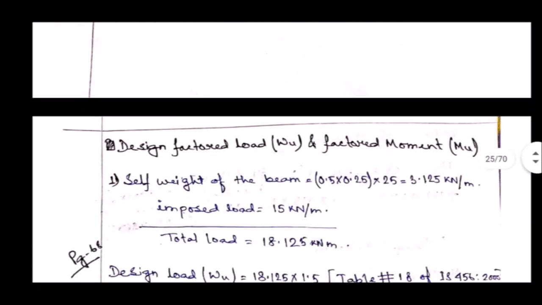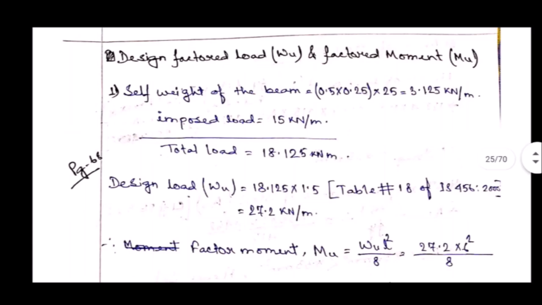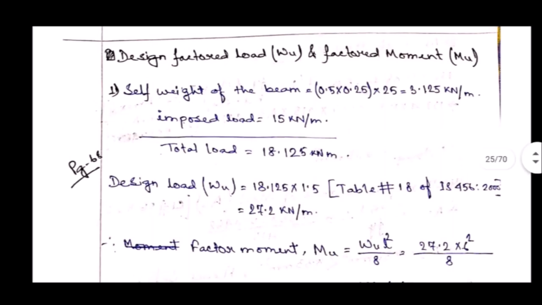Now the next step is to design the factored load, W, and the factored moment, Mu. First of all, we have to calculate the self weight of the beam. The cross section of the beam multiplied by the unit weight of RCC is equal to the self weight. So the cross section is 0.5 meter into 0.25 meter, multiplied by 25, the unit weight of RCC, which is equal to 3.125 kilonewton per meter. The imposed load is 15 kilonewton per meter, already given. So the total load is 18.125 kilonewton per meter.